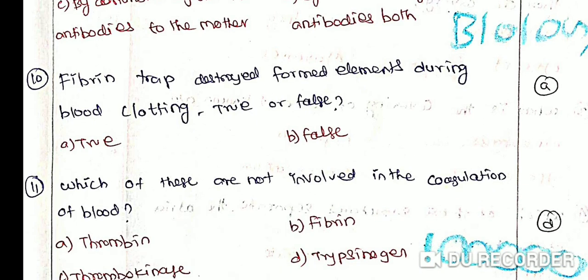Fibrin traps destroyed formed elements during blood clotting. True or false? Option A, true. Option B, false. The correct answer is option A, true. During the process of blood clotting or coagulation, a network or mesh of fibrin is formed over the wound. This traps the destroyed formed elements, which are the RBCs, WBCs, and platelets.